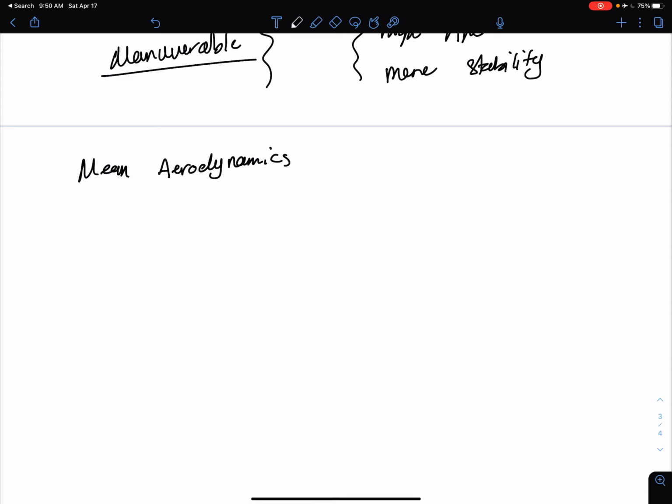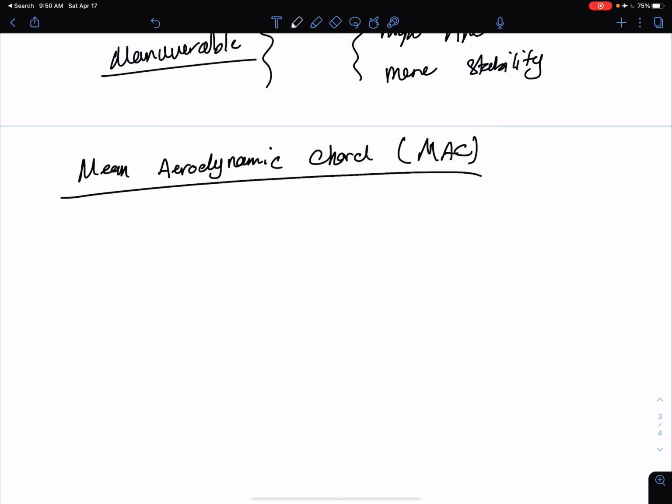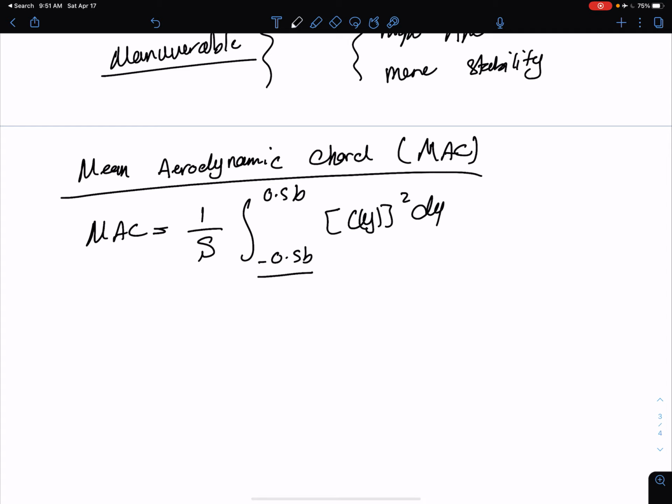If you were to do a little bit of fluid mechanics, mean aerodynamic chord, or MAC, would show up in your studies. Mean aerodynamic chord can be calculated using this formula: 1 divided by the span area, integral of negative half b to positive half b, I'm going to explain this in a bit, c(y), the change of chord in the y direction, squared dy.